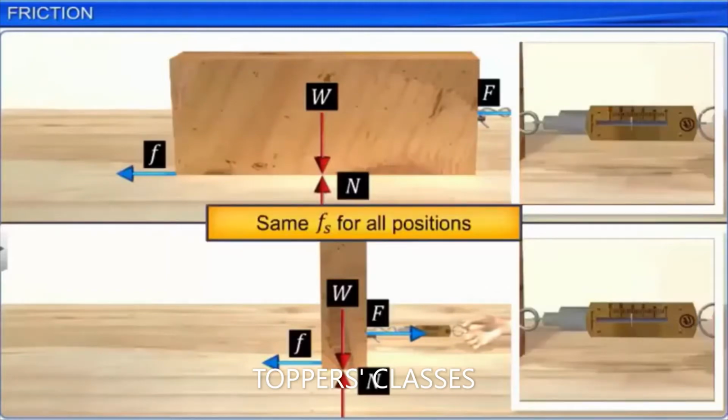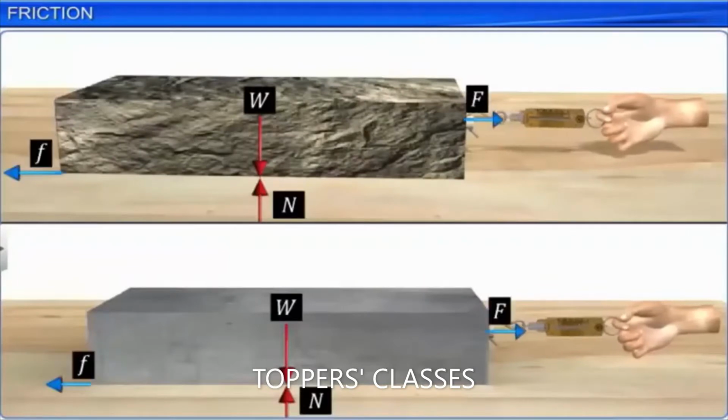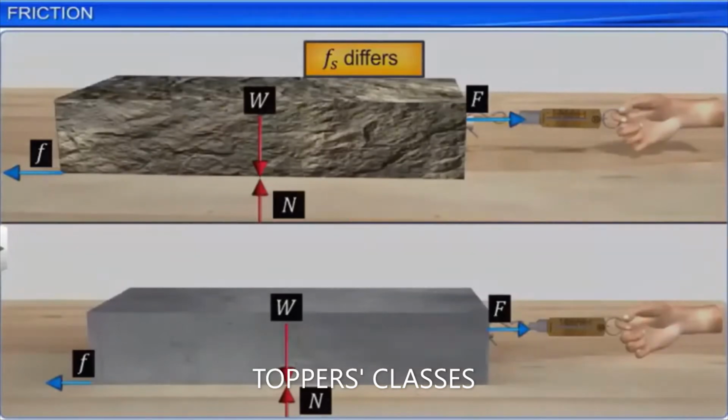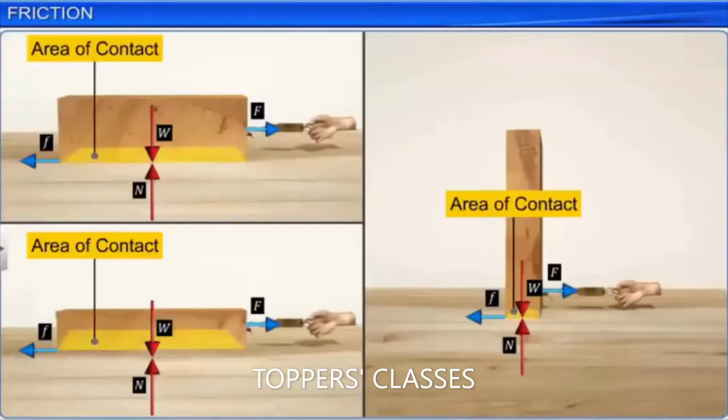If we repeat the experiment by using a stone and an iron block in place of a wooden block, we will find that the limiting frictional force is different in all cases. Limiting friction increases as the mass of the block increases. We find that the limiting frictional force is independent of the contact area between the two surfaces.